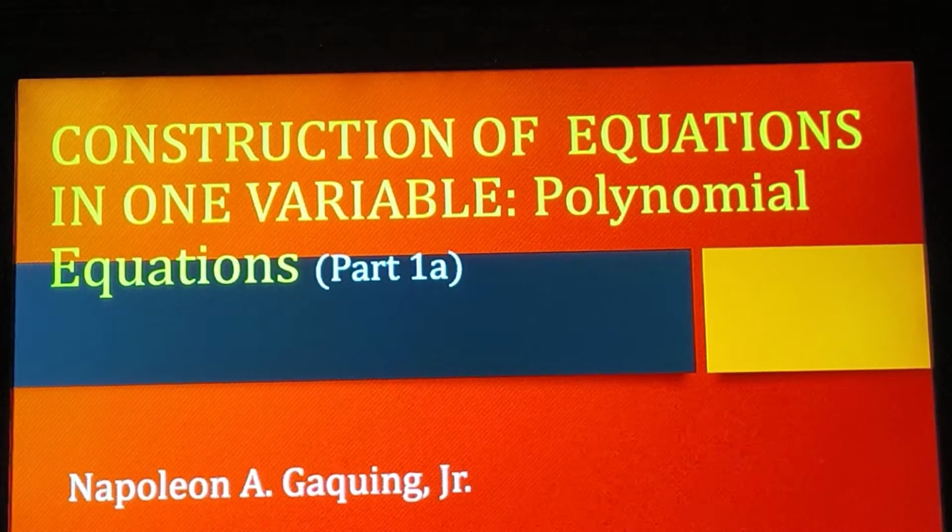Now, discussion in this video will focus on the construction of equations in one variable, in particular, construction of polynomial equations.